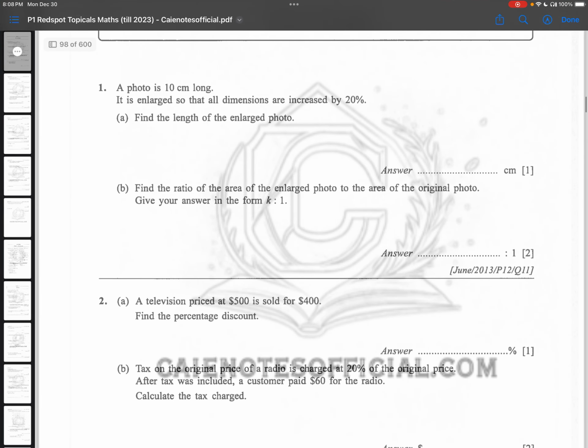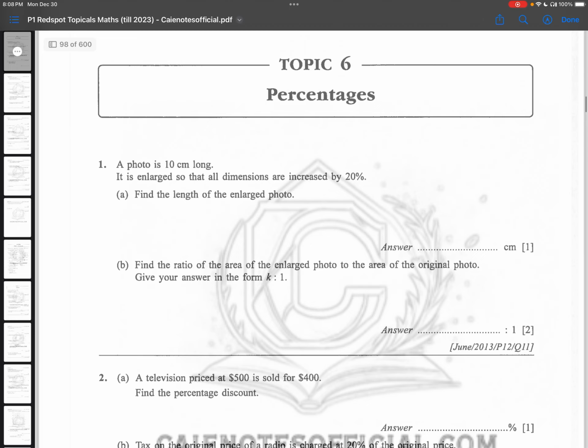The question number one says a photo is 10 centimeters long. It is enlarged so that all the dimensions are increased by 20%. Find the length of the enlarged photo. So the length of the photo is 10 centimeters and it has increased by 20%. So I will find 20% of 10. This will give me how much it has enlarged.